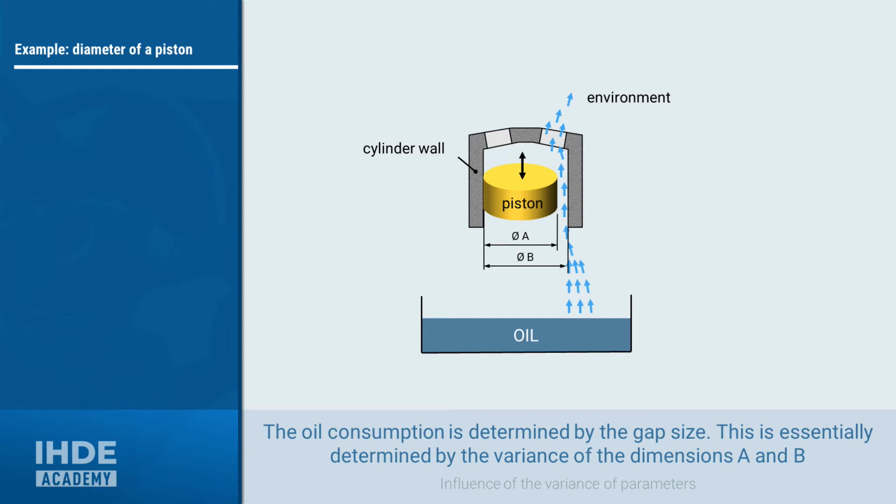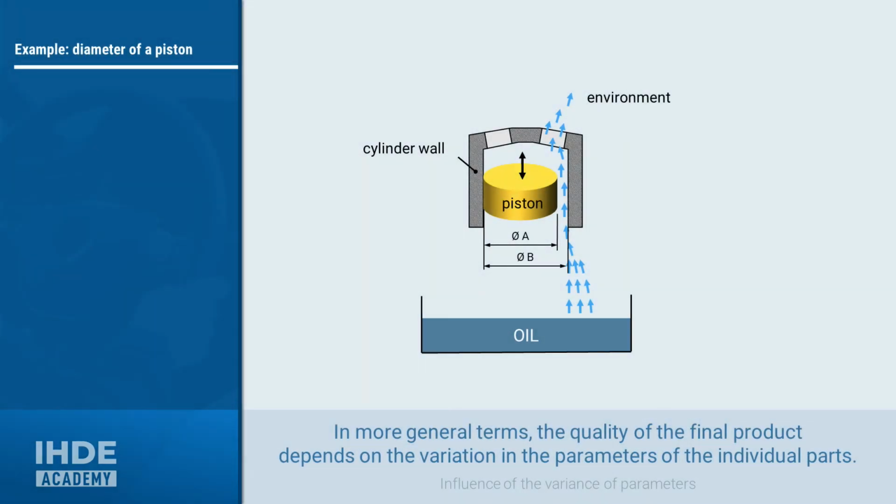The oil consumption is determined by the gap size. The size of the gap, in turn, essentially depends on the diameters of the piston and the cylinder. So, if the diameters have a significant impact on the quality of the motor, more generally it can be said that the quality of any product depends on the variability of the characteristics of its individual parts. Ergo, this variability should be kept as small as possible.